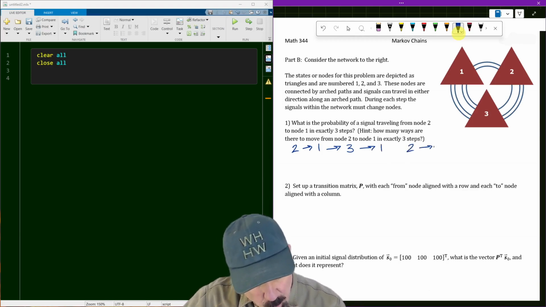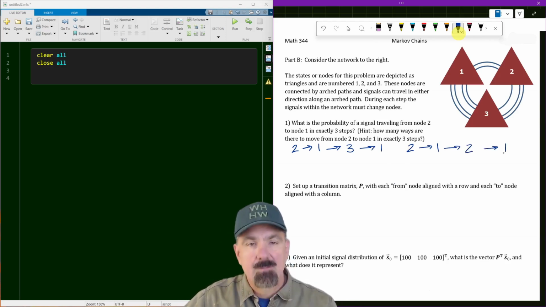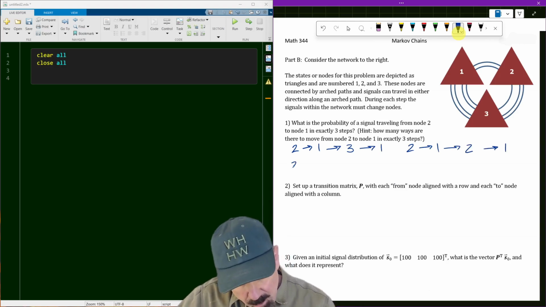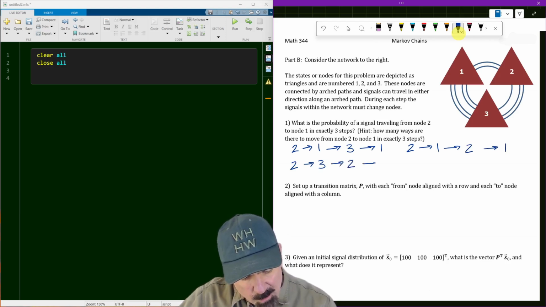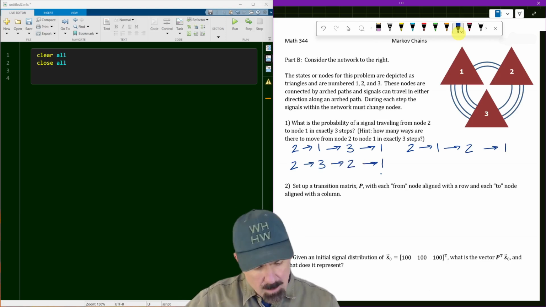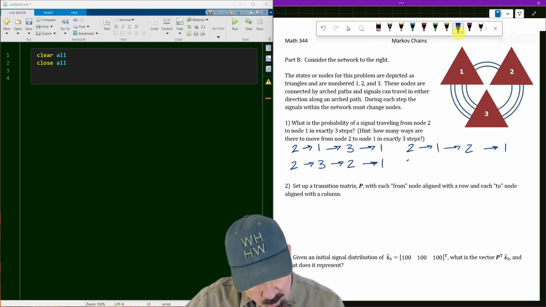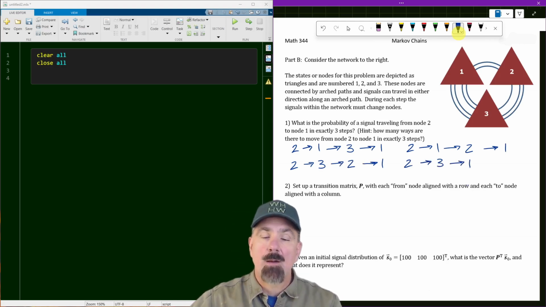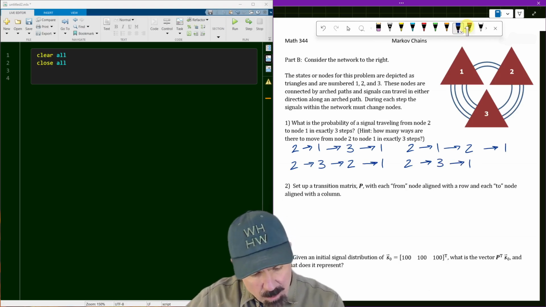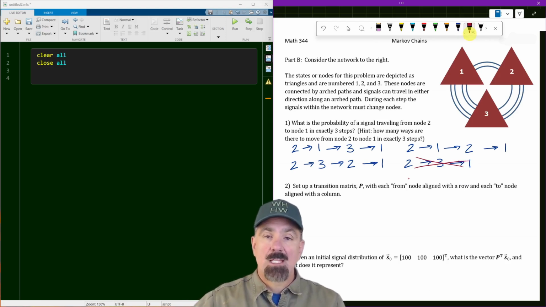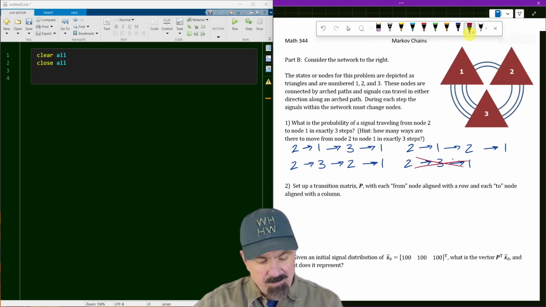We could go from 2 to 1, and then back to 2, and then over to 1. So that's a possibility. We could go from 2 to 3, and then we could go back to 2, and then we could go to 1. And really the only other option we have is to go 2 to 3 to 1, but if we do that, if we end up on node 1 on an even step, then we can't get there, right? So this is not going to work. So what we need to do is calculate the probabilities associated with each of these chains.